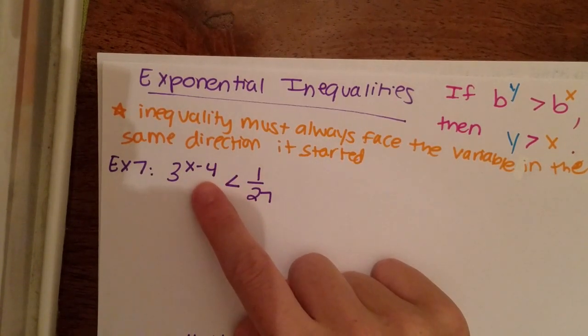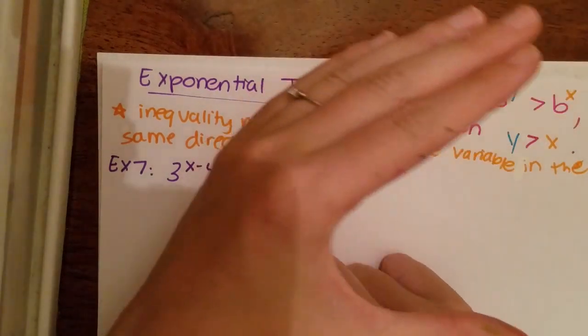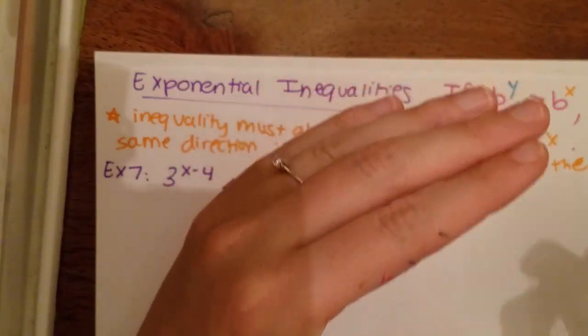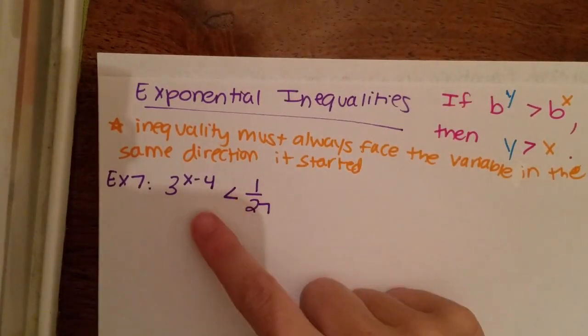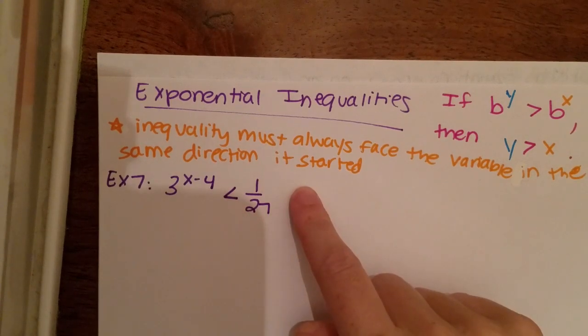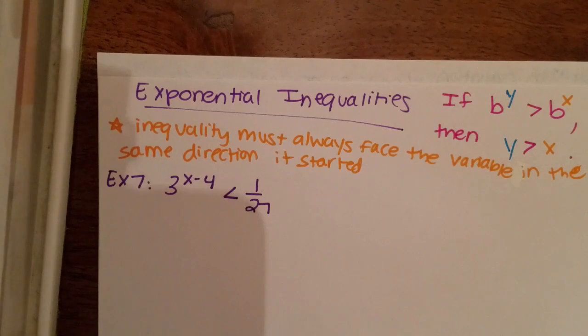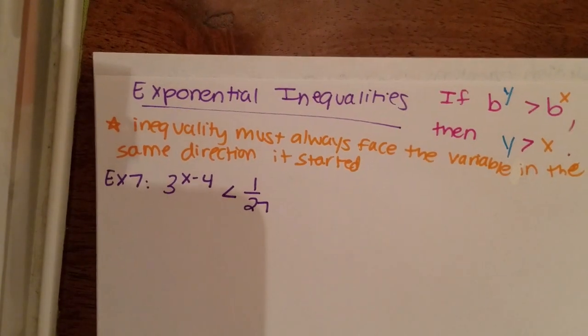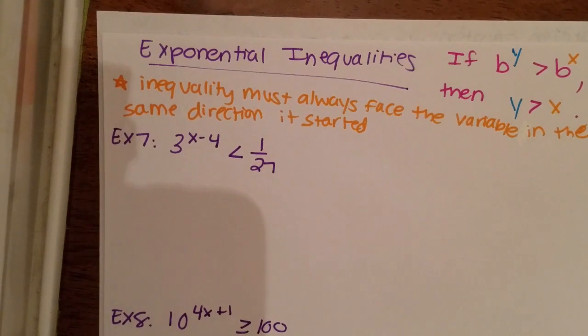So for example, since my inequality is facing away from my exponent, it's not facing toward it, it's facing away. Since it's facing away, if this variable for some reason moves onto the other side of my inequality, that inequality must still face away from it. So we just have to keep that in mind, which will probably make more sense when we solve. So if that didn't make sense at all, don't fret, we will clear it up in just a moment.